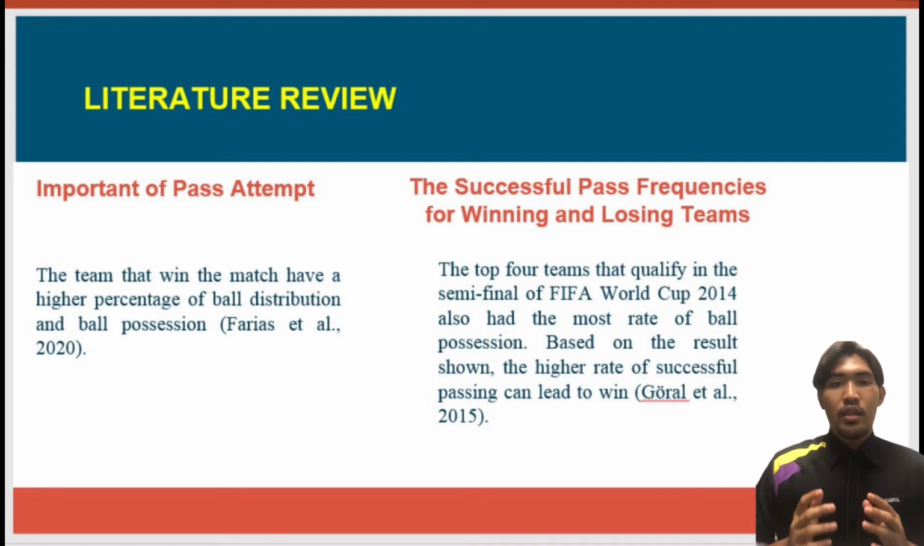A pass attempt is an attempt to deliver the ball from one player to another teammate, whether by short pass or long pass. Based on the previous study, during the FIFA World Cup 2014, the champion, Germany, had a higher rate of successful passing in the tournament. Other than that, the top 4 teams that qualified for the semi-final of the FIFA World Cup 2014 also had the most ball possession. Based on the results shown, a higher rate of successful passing can lead to it.